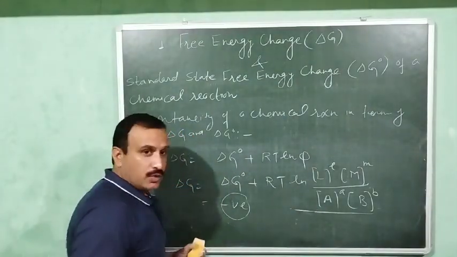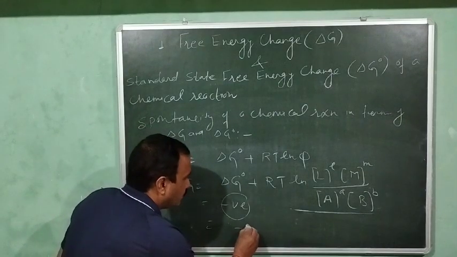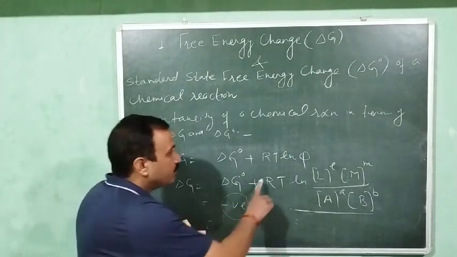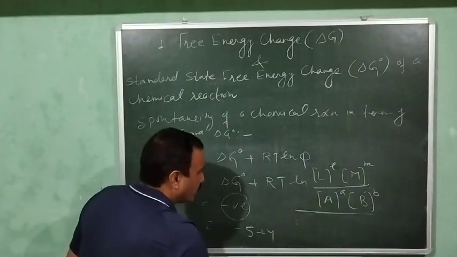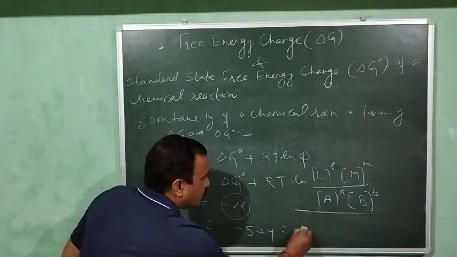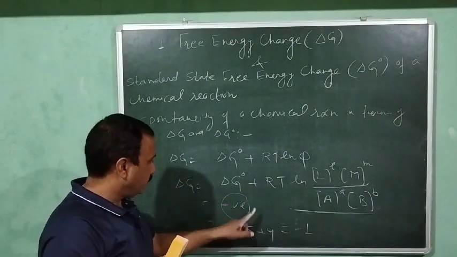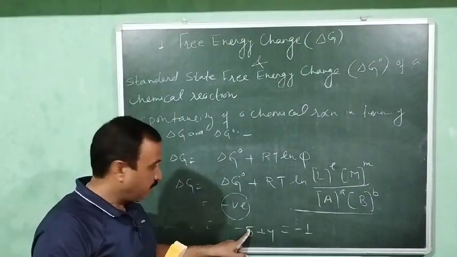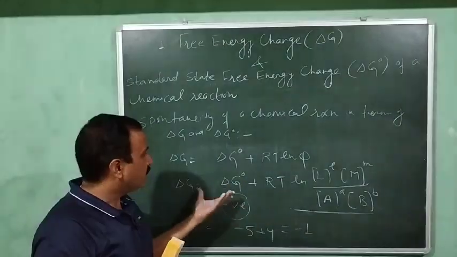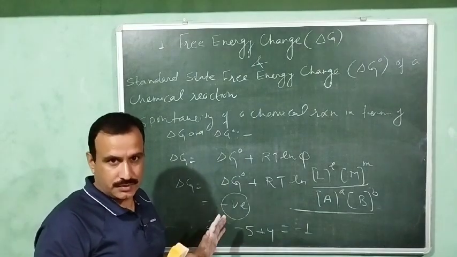Okay, suppose that the value of delta G naught is minus 5, and the value of this quantity comes out to be plus 4, then the value of delta G will be equal to minus 1. Then here delta G naught is negative, delta G is also negative after calculation. This means that the reaction will be spontaneous under standard conditions or in some other conditions.